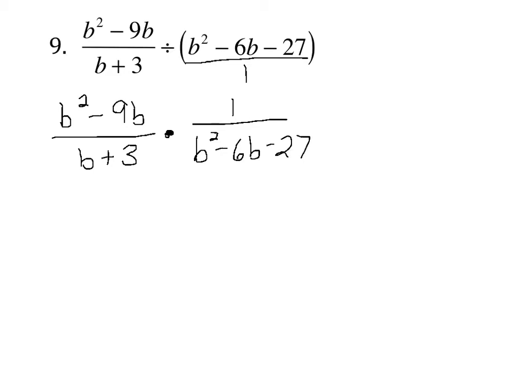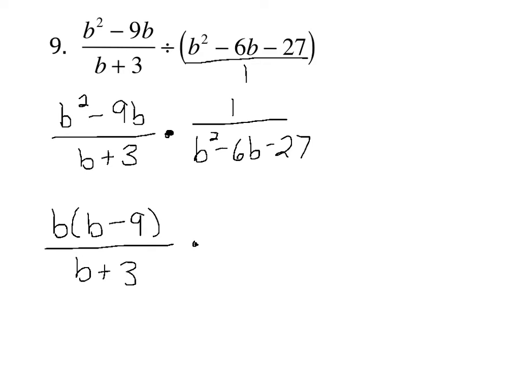Now we want to try to factor just like we were doing in the last problems. So for b squared minus 9b, since there's only two terms, we just want to pull out a b, and we have a b minus 9 left over. That's still over b plus 3.